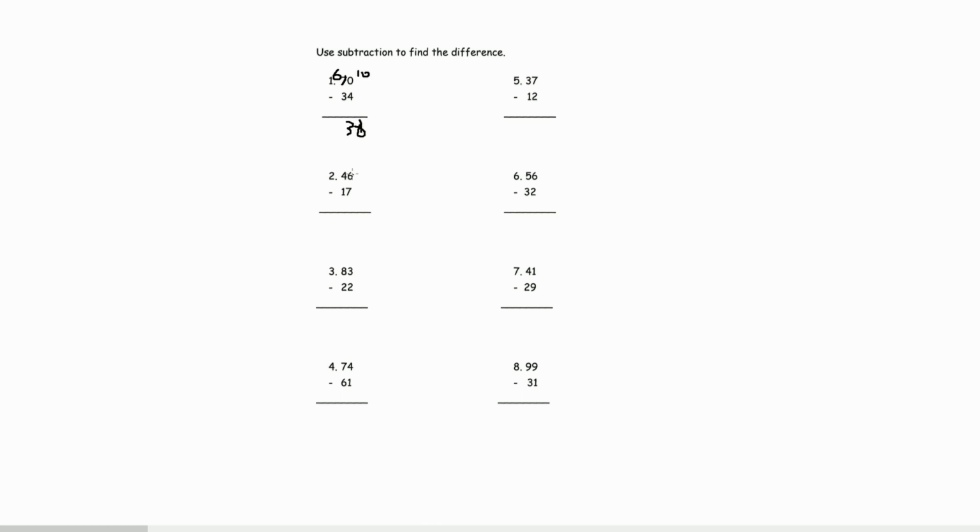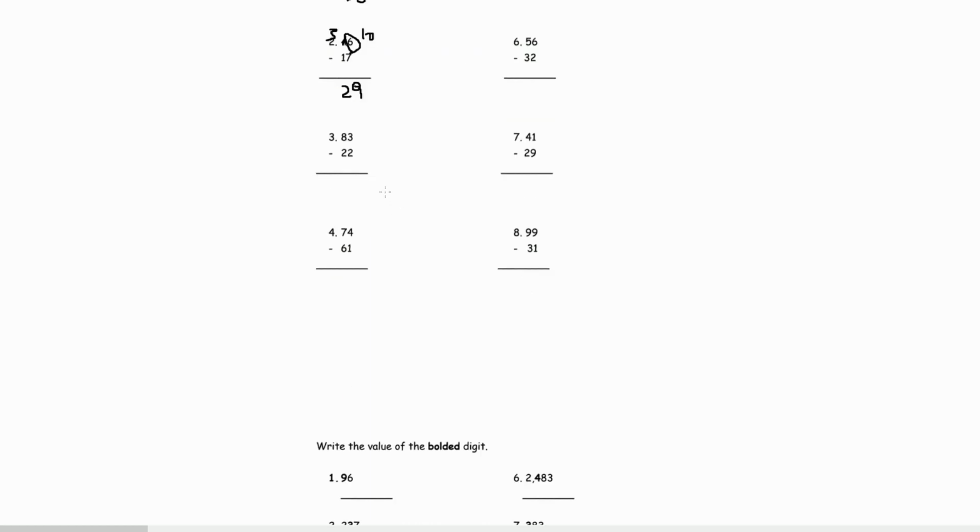36. Borrow again, so that will become 10 and 16. 10 minus 7 is 3. And 3 plus the left 6 is 9. And then 3 minus 1 is 2. 3 minus 2 is 1, 8 minus 2 is 6, 4 minus 1 is 3, 7 minus 6 is 1.